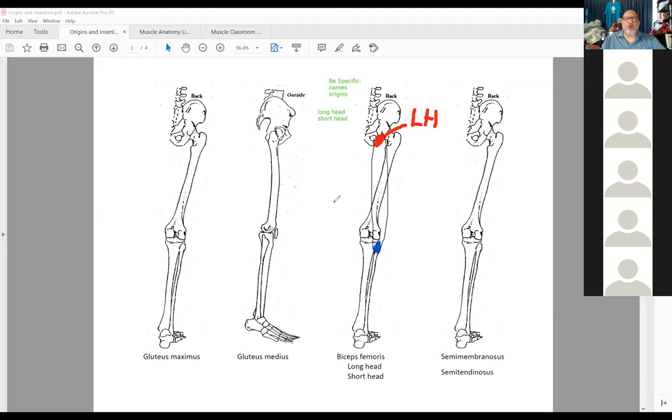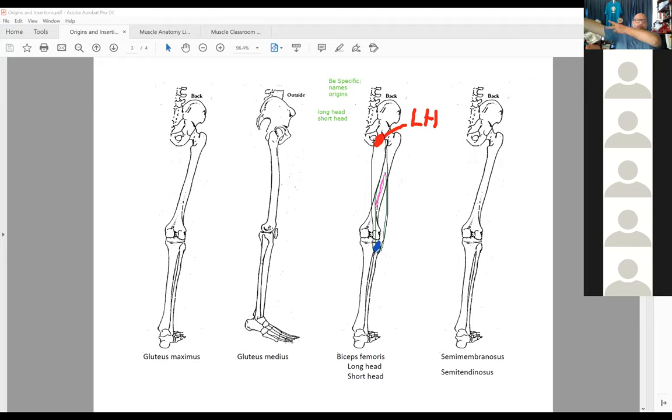What is the origin of the short head of the biceps femoris? The linea aspera. Remember that raised ridge on the backside of the femur. Not the gluteal tuberosity where it enlarges, just that raised ridge. So notice, and I'll draw it here in green, it has the same insertion. So notice the short head comes from the linea aspera and comes right down into that same insertion.